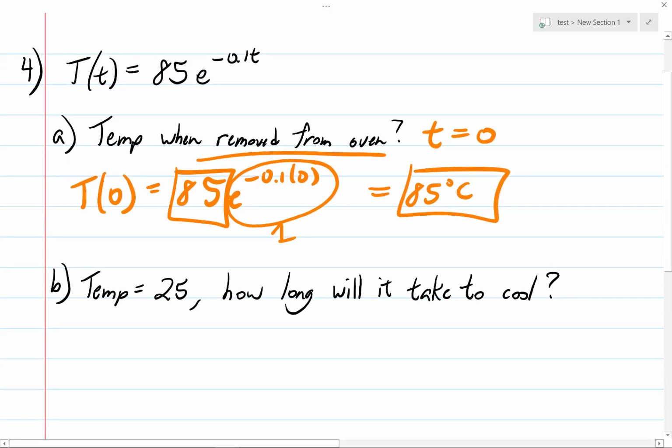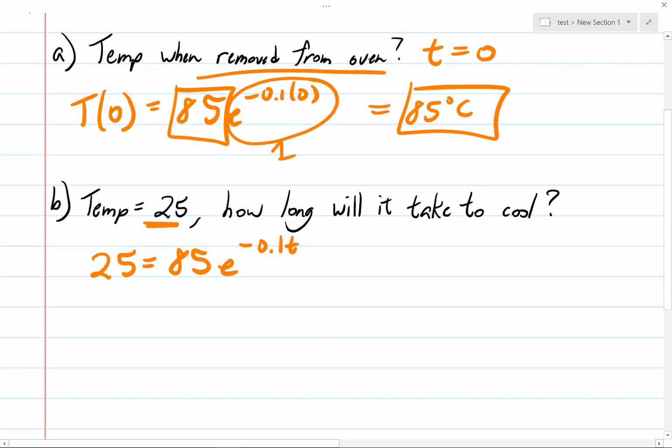And then this one, instead of giving us the time, they gave us the temperature. So we're just going to fill in the temperature with 25 and solve for the time it takes to do that. So we like it when they give us an equation, right? If they give us an equation, they're either going to give us one of the parts of that equation, either the time or the temperature, and we just solve for the other one.